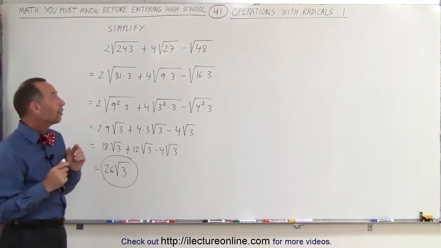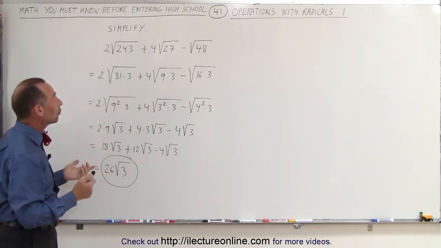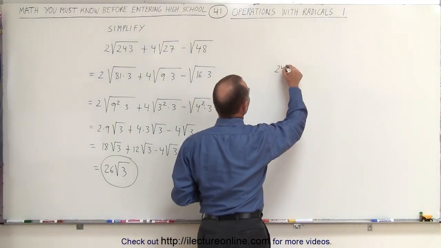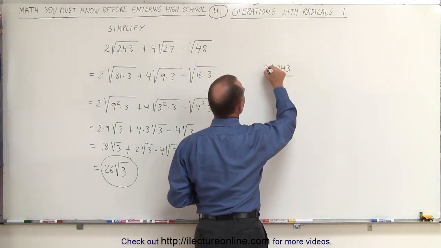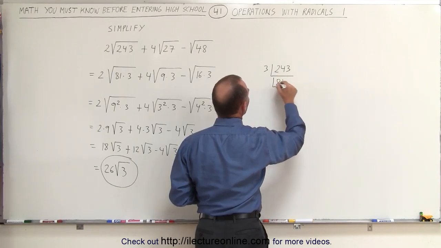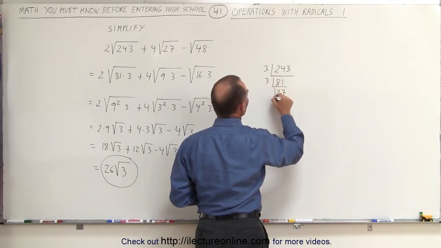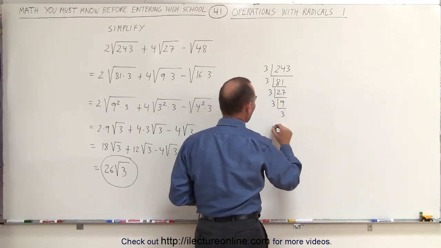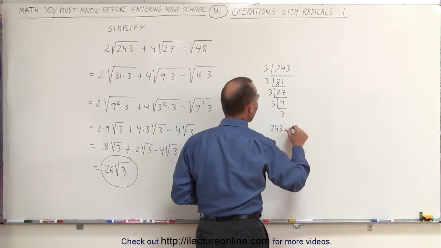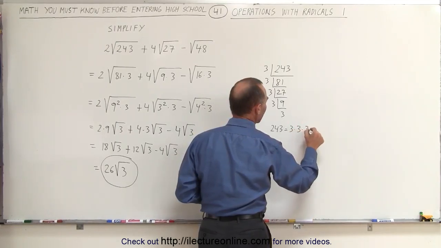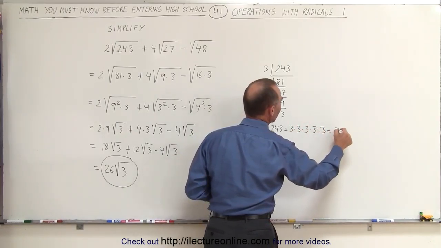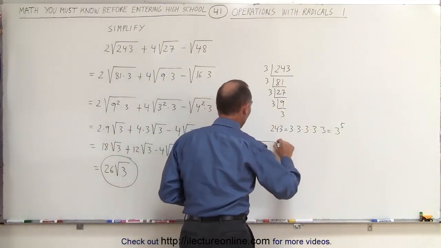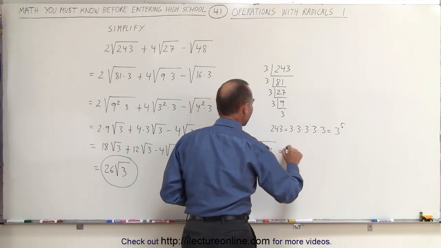If you couldn't see that this can be written as such, you can also say, well, you take each of those numbers, for example the number 243, and you divide it by 3 to get 81, divide by 3 to get 27, divide by 3 to get 9, and divide by 3 to get 3. In other words, 243 can be written as 3 times 3 times 3 times 3 times 3, or 3 to the fifth power.